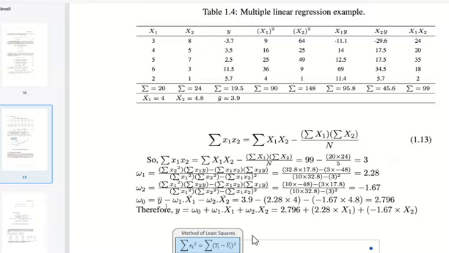After having the values of omega 1, omega 2, and omega 0, we can find the value of y for any value of x1 and x2, and that was the example of multiple linear regression. Any questions with multiple linear regression? No, sir. Okay, great, thank you.